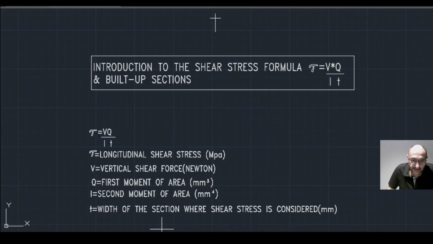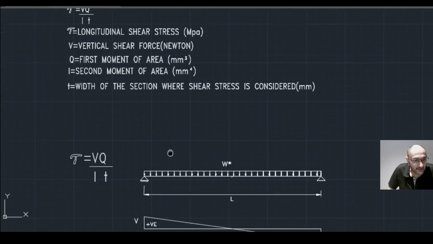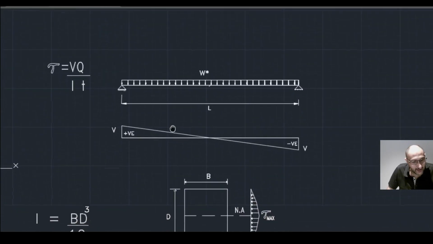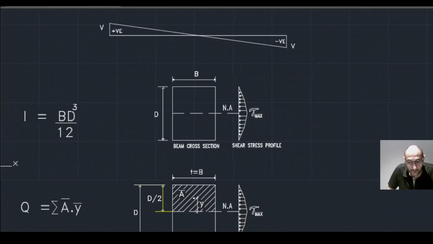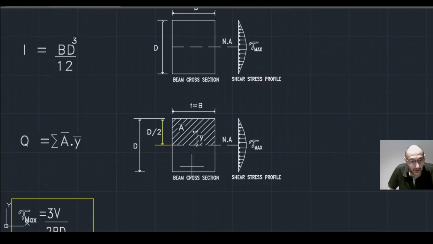Now let's take a quick example of how this formula works. Say we have a rectangular beam with a width B and a depth D and a maximum shear force V. Then the second moment of area is simply BD cubed on 12. Now the first moment of area is the shear area bar, this dashed area here, multiplied by the distance y bar. Now what is y bar? y bar is simply the distance from the geometrical centroid of the entire section to the centroid of the shear area we are interested in.